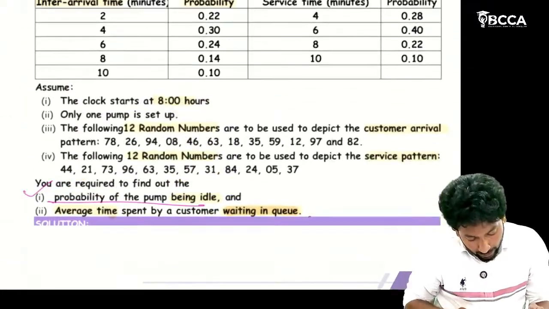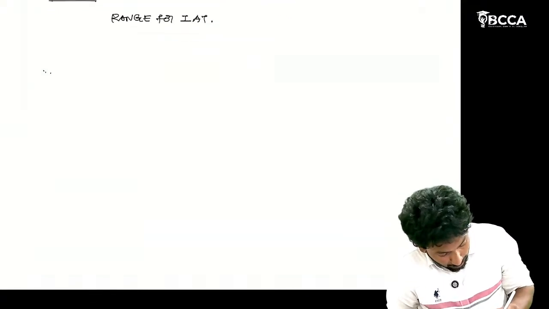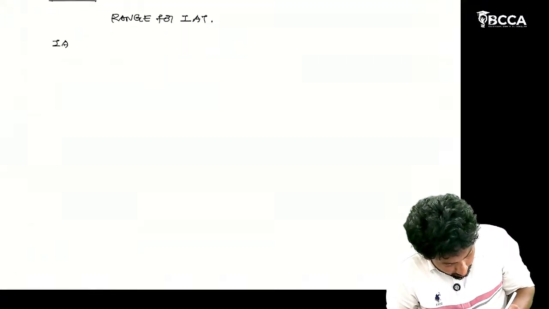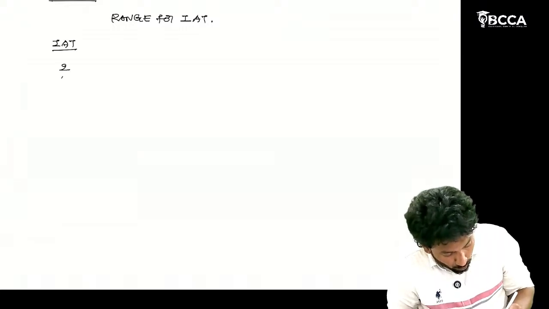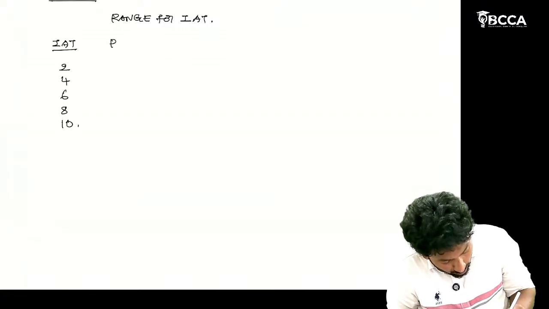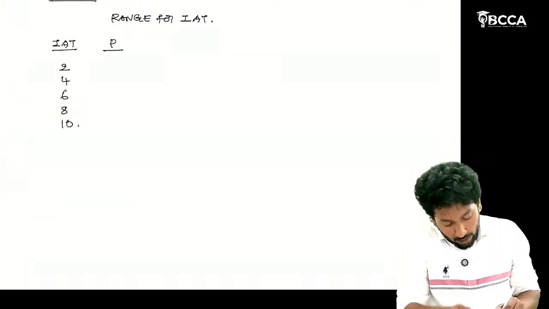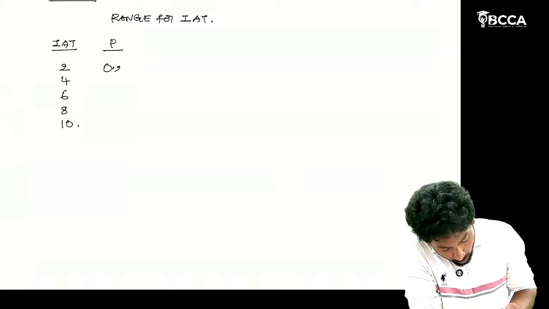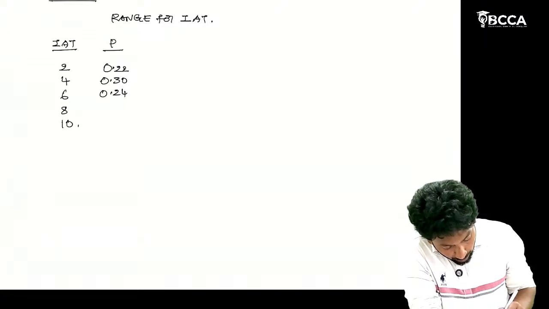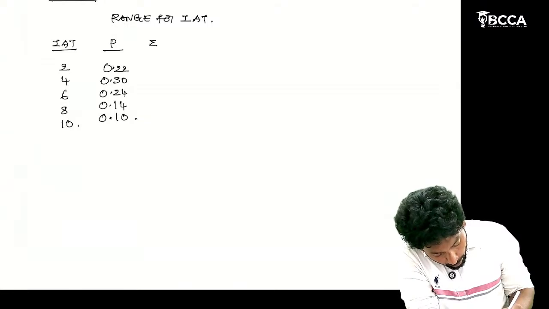So given inter arrival times and probabilities: 2, 4, 6, 8, 10. IAT means inter arrival time, 2, 4, 6, 8, 10. Next one, probabilities. Directly they have given probabilities, not frequencies. So probability for first one 0.22, next one 0.30, next one 0.24, 0.14, 0.10.